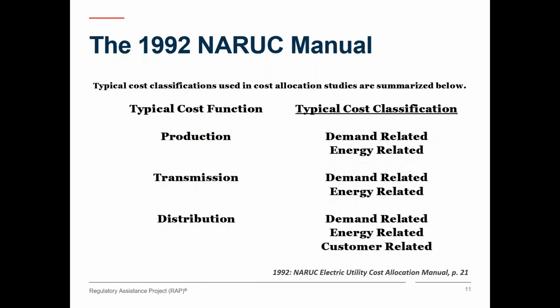NARUC issued a cost allocation manual in 1992 that remains a common reference work on allocation methods. This excerpt shows that even in 1992, regulators recognized that some transmission and distribution costs are driven by energy. Unfortunately, most studies since 1992 have ignored energy-related transmission and distribution costs, despite the manual's recommendation.